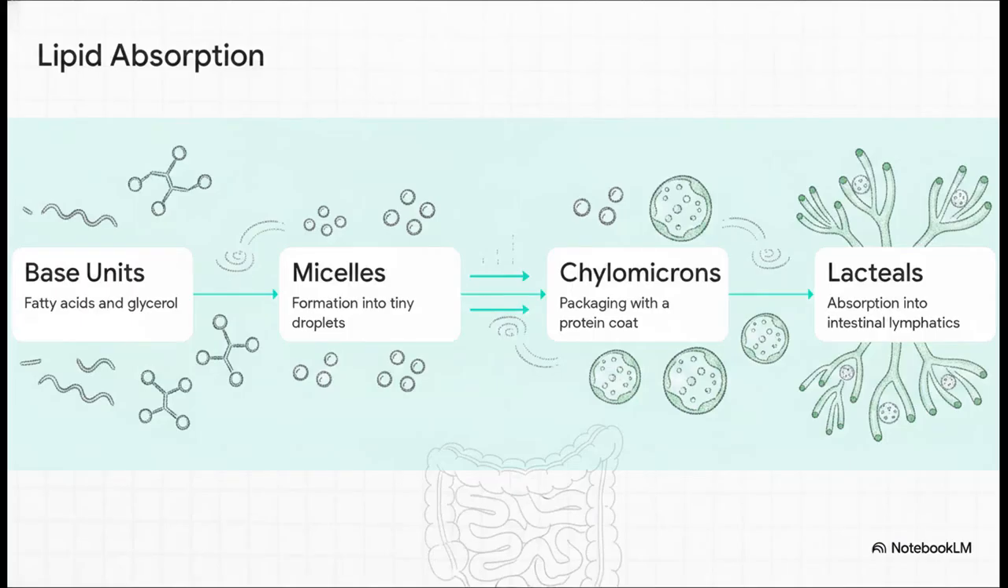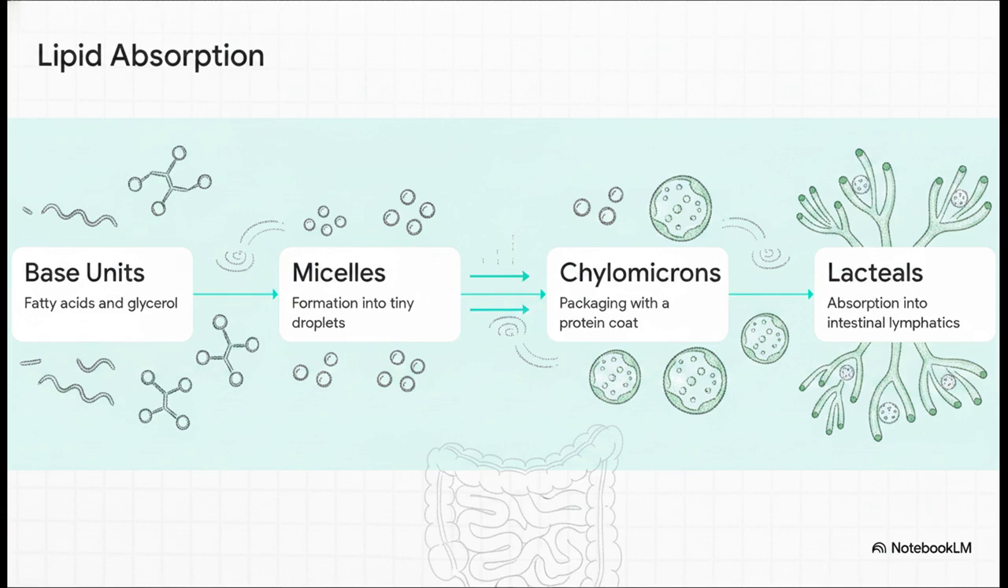So lipids, they just don't play by the same rules as our water-soluble nutrients. They have their own mucosal barrier pathway, and this sequence is incredibly testable. Let's break it down. Step 1, we start with fatty acids and glycerol. Because they hate water, they can't just float across the intestinal lumen. So step 2, bile salts from the liver step in to emulsify these fats into tiny soluble droplets called micelles. That micelle formation is crucial for getting the lipids up close to the brush border.